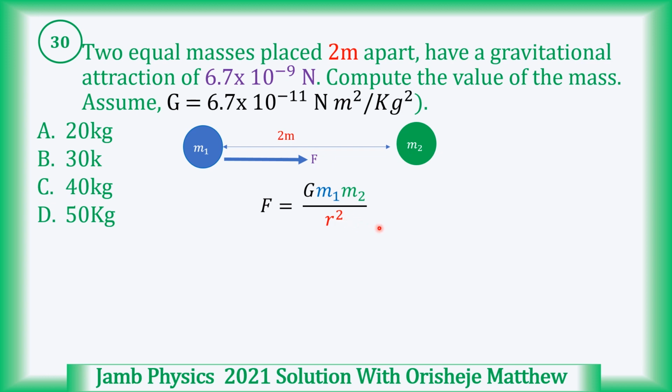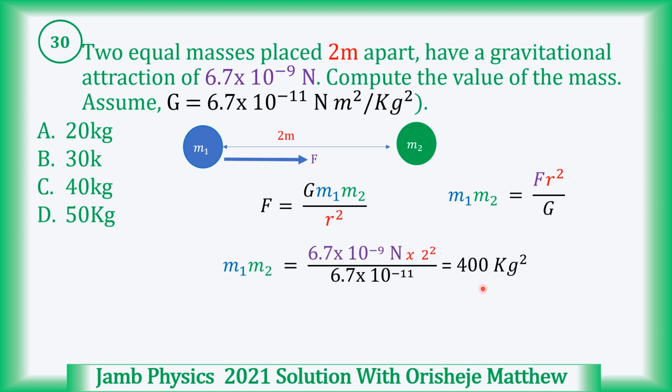So with that, if you want to look for the value of the mass, you know F, you know G, you know the distance, so you make M, the product of M1 and M2, the subject of the formula. That will give me F R squared divided by G. And since both of them are equal, the square root of this is equal to the mass of the body. So substitute, we have 400.